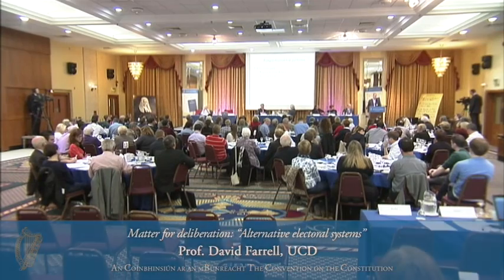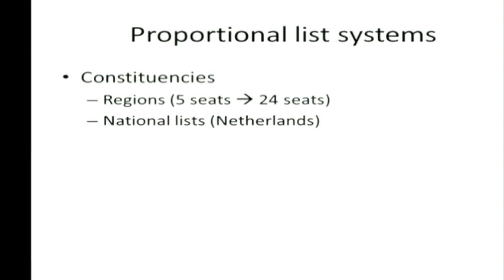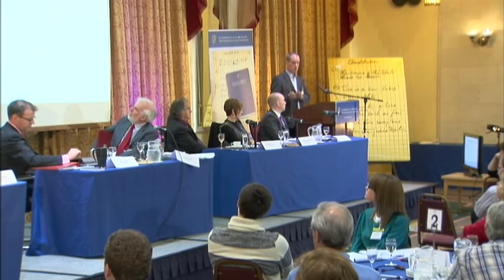So moving on quickly, I've got 2 more systems to take you through. The proportional list systems. This is about as different as you can get in many ways, as you'll see, not in all ways, from what we have here. So this is a proportional system. It's like our system in the sense that you're now trying to produce a relatively fair outcome, whatever proportion of votes a party gets, you should get a rough equivalence in terms of the proportion of seats they end up with.